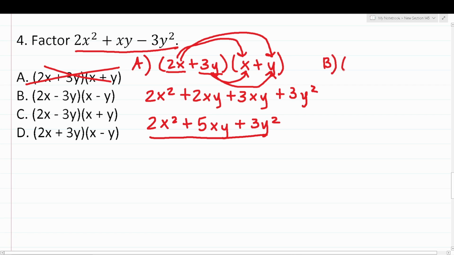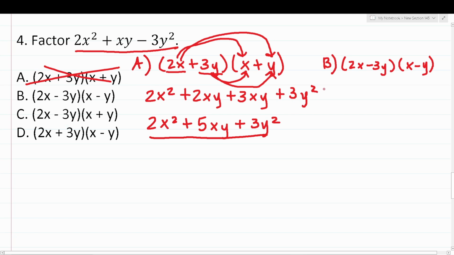And b says 2x minus 3y times x minus y. And without doing any math whatsoever, I know this one's not correct because ultimately I'm going to do negative 3y times negative y. Negative times a negative is going to be a positive. Therefore, this is going to be positive 3y squared, not negative 3y squared. So once you get very good at multiplying polynomials, you can look through your answer choices, and using a bit of mental math, you can already rule these out without having to do much math at all.